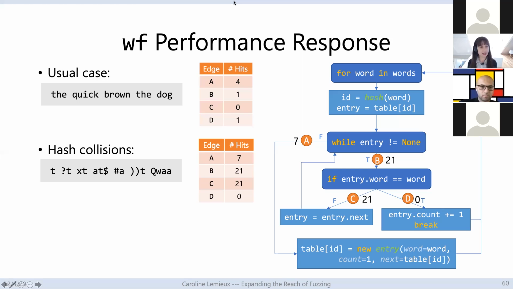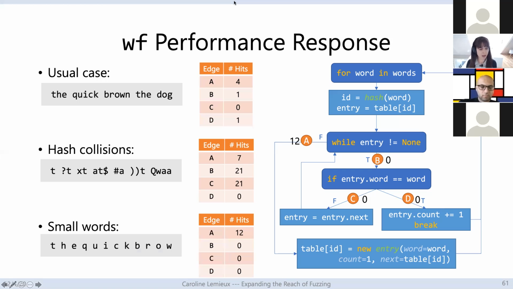And what if we were in a case where creating a new entry was actually really expensive because we had some sort of bug in our constructor or something? Well, in that case, we might be interested in finding this last input, which executes the A edge the most times, 12 times for 12 very small words of length 1.